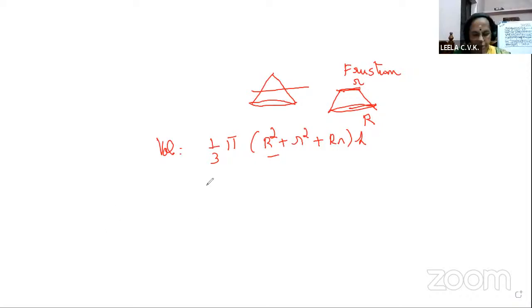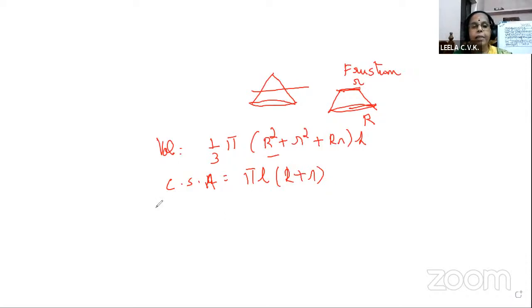Mostly they ask the volume formula, but still we will see the curved surface area also. In the case of cone, it was pi R L. But here, as we have already seen, 2 radii are there. So pi L, and then the other one will be capital R plus small r. That is curved surface area.